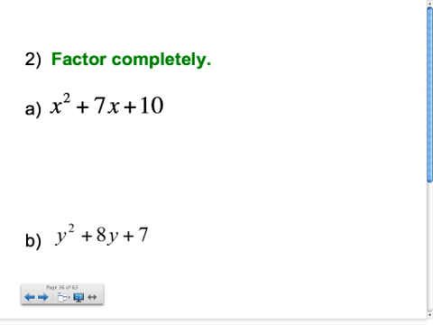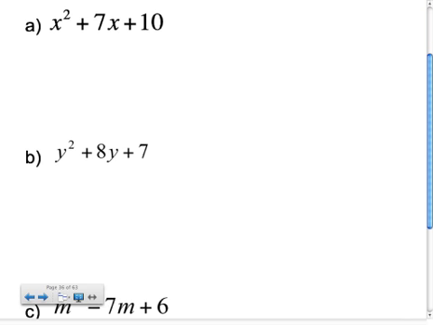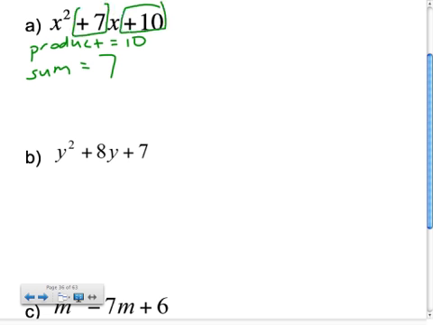Okay, so when I factor x squared plus 7x plus 10, the first thing you're asking yourself is, I need my product to be 10, and I need my sum to be 7. Okay, so it's always this guy is your product, this guy is your sum. There we go. All right, so again, without going into too much detail here, I need two numbers that multiply to positive 10 and add to positive 7.